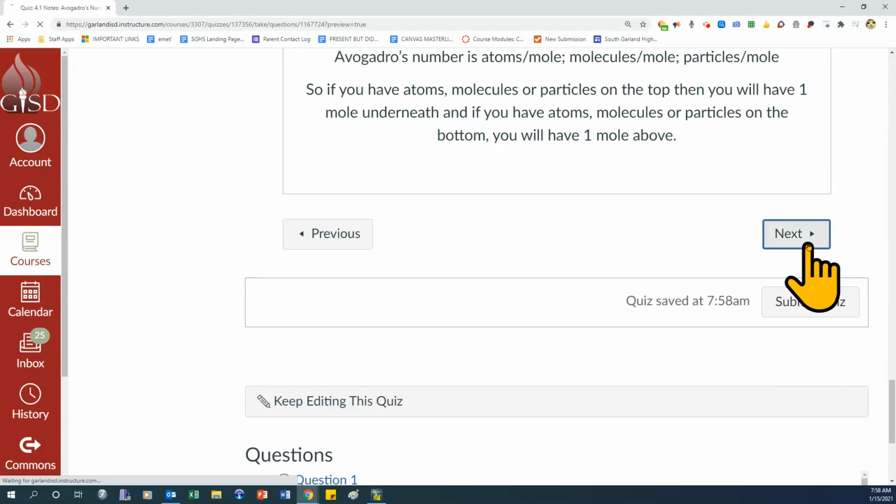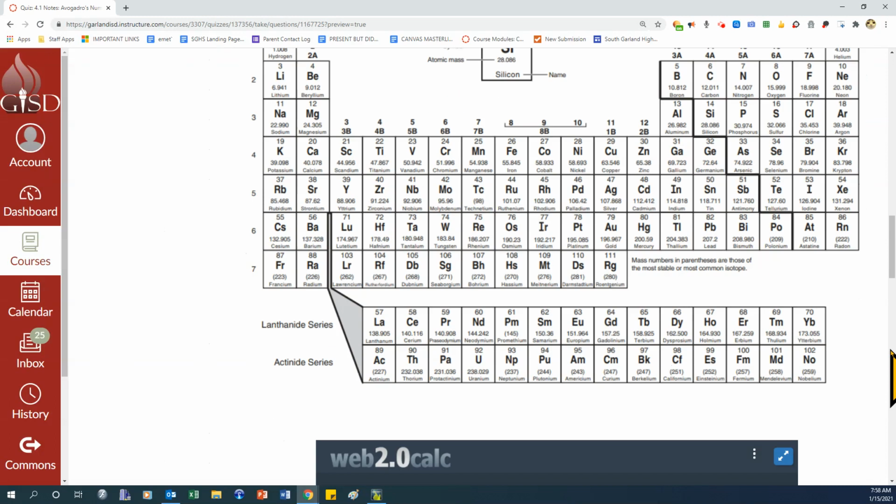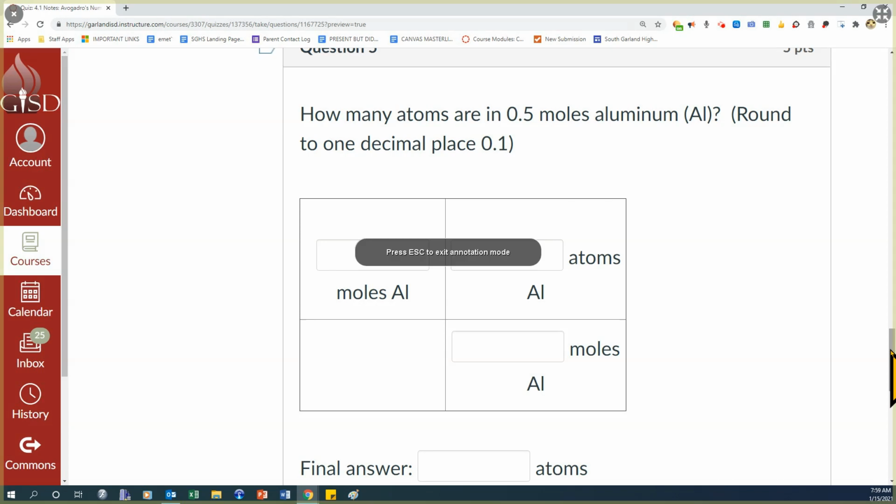So let's try a problem with that. Okay. So for example, look here. How many atoms are in 0.5 moles of aluminum? All right, if you look at this problem right here, guys, there is no mention of the word grams. It never mentioned anything about grams. You see it? Okay, but you do see the word atoms.